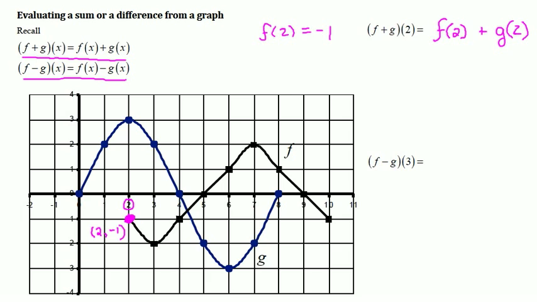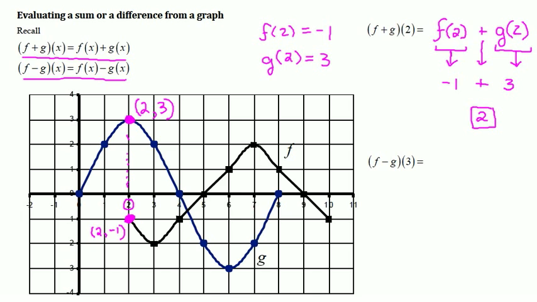In order to find g of 2, I'm going to trace over to the graph of g instead of the graph of f from that same input 2. And here I get the point 2, 3, which tells me that g of 2 is equal to 3. Plugging both of these into my expression over here, I get negative 1 for f of 2, followed by a plus, because that's what we're doing with these two functions, followed by the number 3, which is the value we found for g of 2, and when I add these together, I get simply 2, negative 1 plus 3.